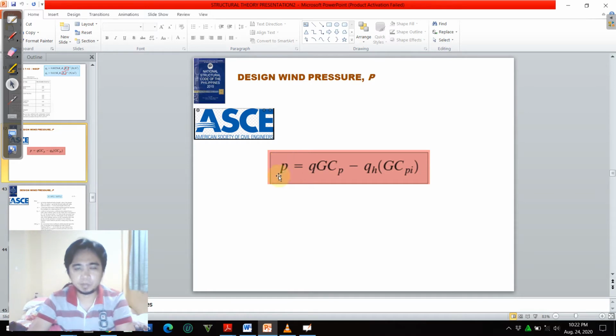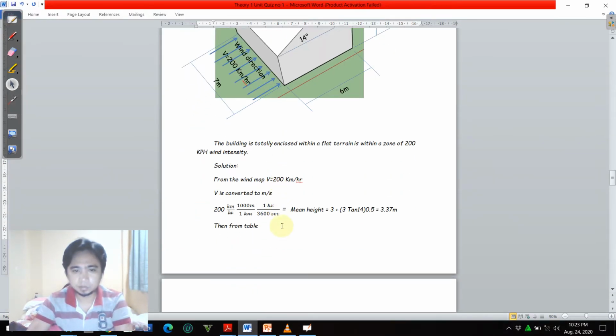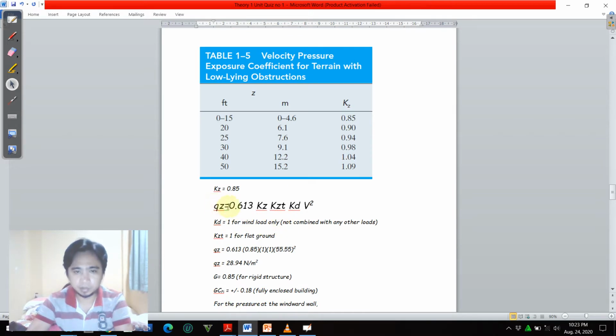Before we proceed to the calculation, let us have the formula here. P, the pressure, is equal to Q times GCP minus QH times GCPI. Q here is the QZ and QH that is set for the windward wall, whether it is wall or roofing, whether it is windward or leeward. We have certain values for Q, employing the formula of QZ, this one. So this is the formula for QZ.